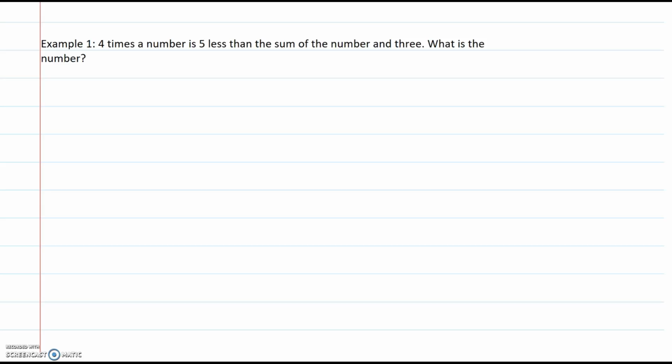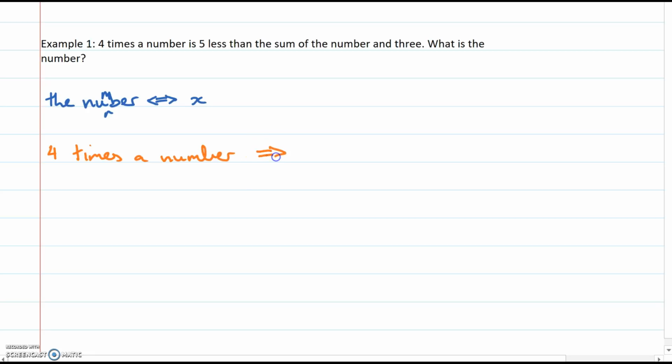So let's start with the writing of the problem first. So, 4 times a number. Well, whenever we see a number, we're going to make it x. The number, we're going to make that x. Okay, so x stands for the number. 4 times the number, well, that's going to be 4x.